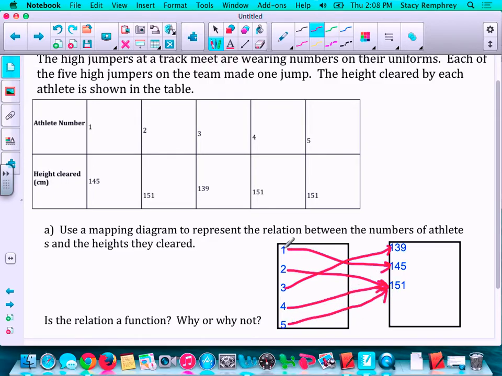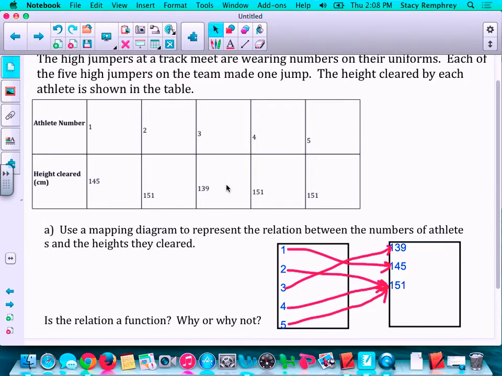What I want you to see is, look at each input, and at each input there's only one line coming off of it. It's okay that a lot of them point to the same output. The important part is there's only one line coming off of each of these. So this one is a function. In the next example, what we're going to do is flip these around.